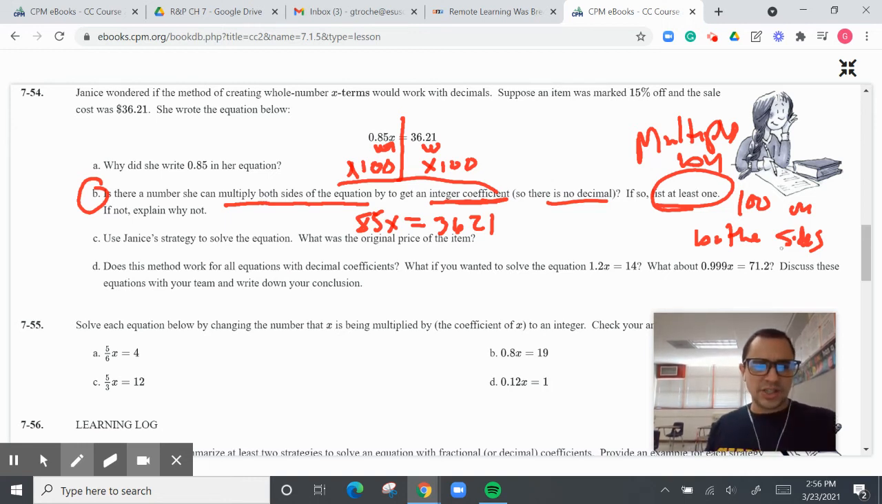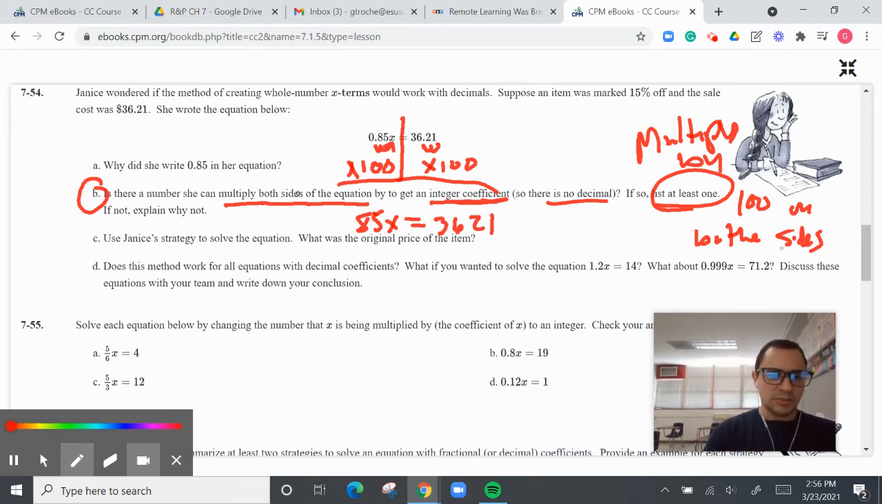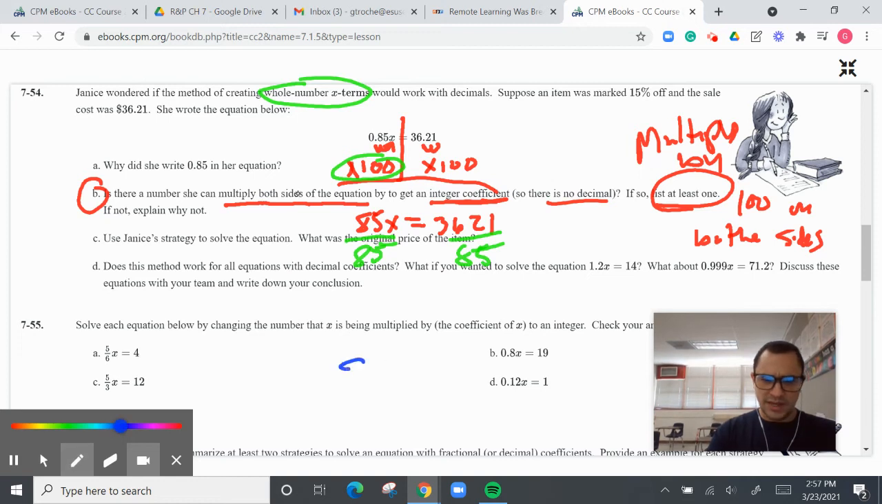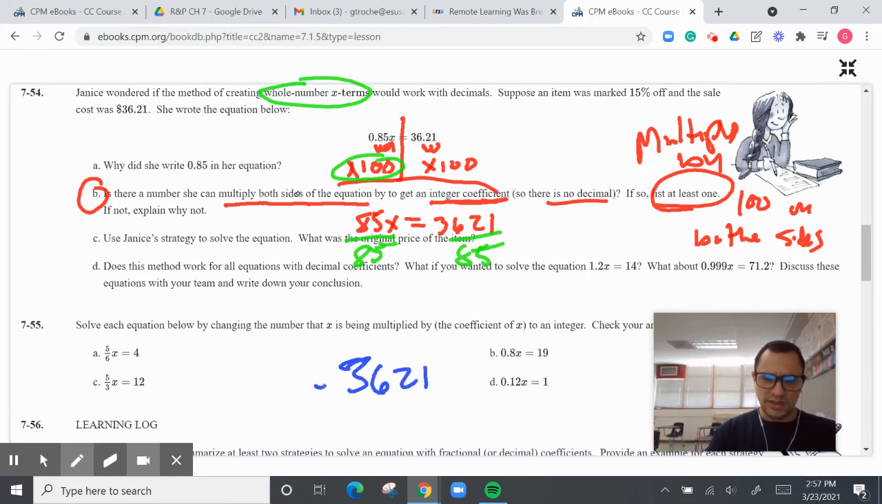Use Janice's strategy to solve the equation. What was the original price of the item? Okay, so Janice's strategy was creating whole numbers, yes. So we're going to use this times 100, and we're going to divide by 85 on both sides. So we have 3621 divided by 85.